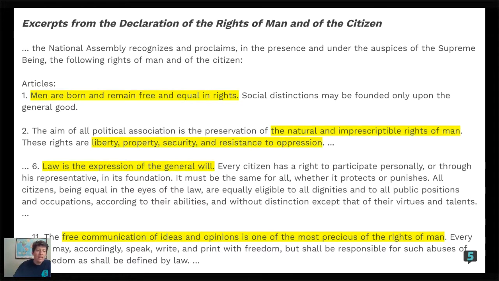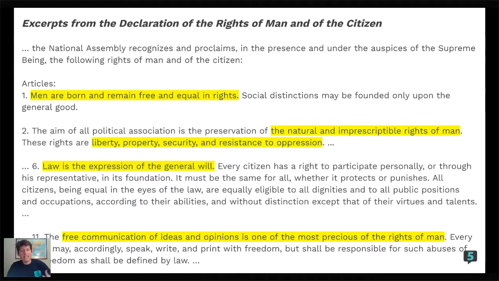Article 6, law is the expression of the general will, right? Every citizen has the right to participate in this, right? So again, getting at that idea of where does the power of government come from? Here, it's an expression of the populace, of the people.